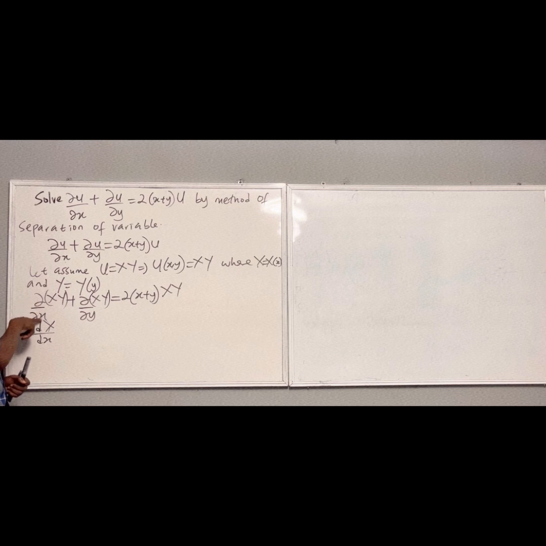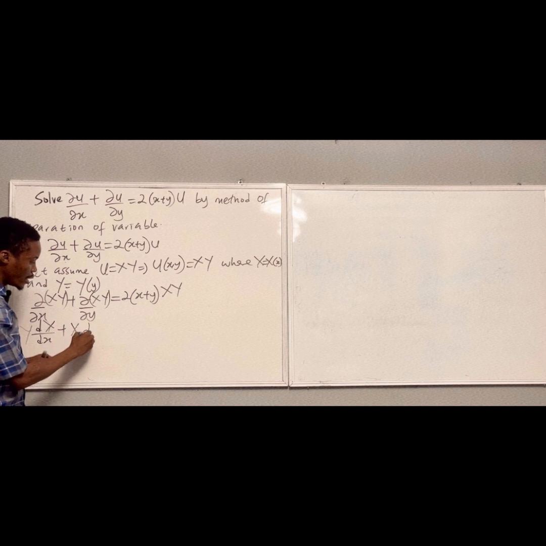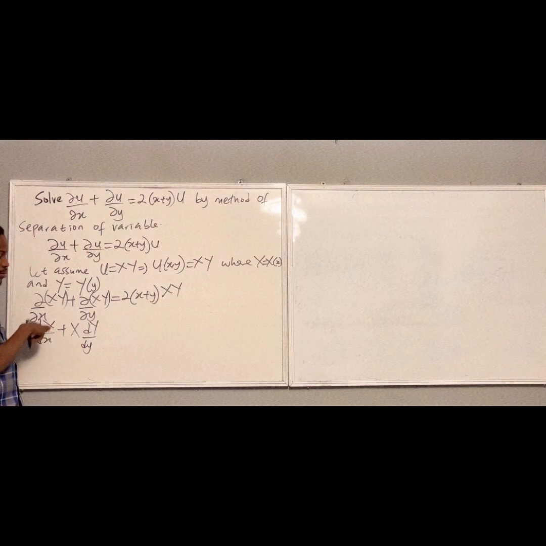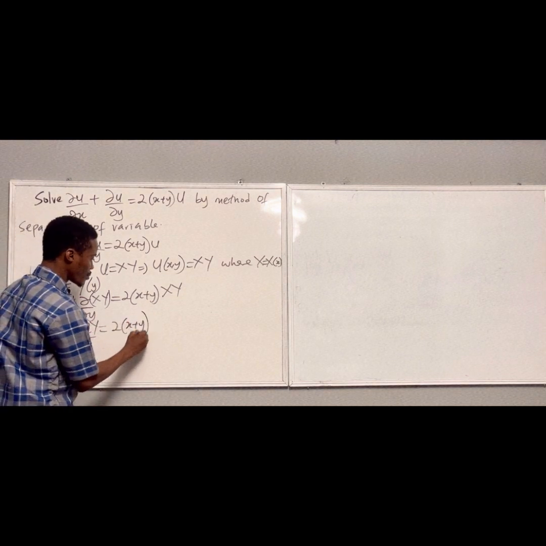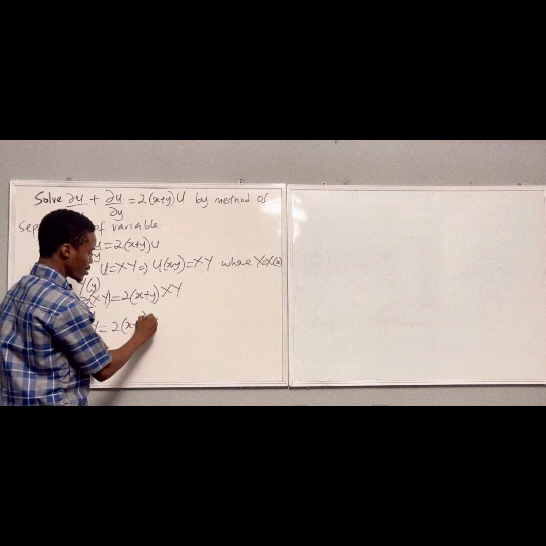Then plus, if I differentiate this with respect to y, differentiating Y here I have Y prime times X, so it changes to dY over dy. Because I am differentiating with respect to x, I have Y, and with respect to y, I have X. The partial turns to d, that is, the partial differential equation turns to an ODE, an ordinary differential equation. So it is equal to 2x + y, with XY.